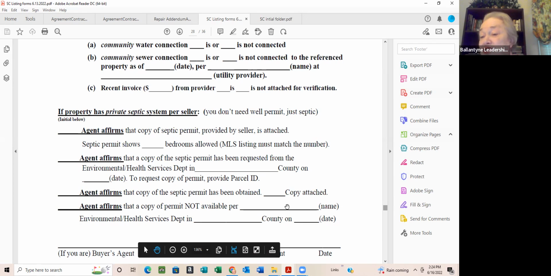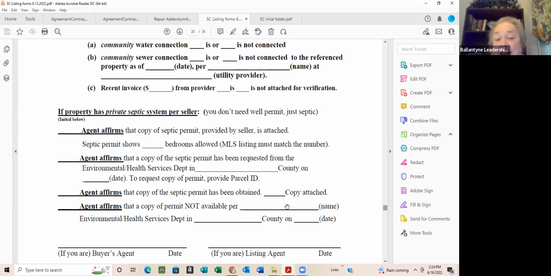That's all you have to do. That gives you written proof that you did your job. Okay. Now up here is the critical thing. If it has a septic and you advertise 5 bedrooms, it better have a number 5 in that blank that says the bedrooms on that permit.